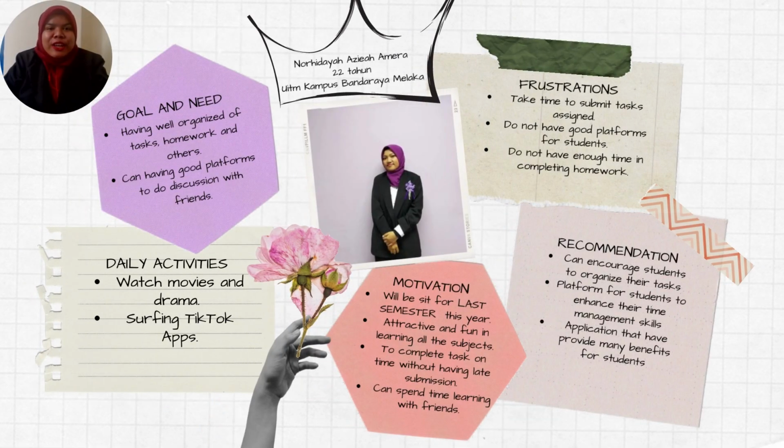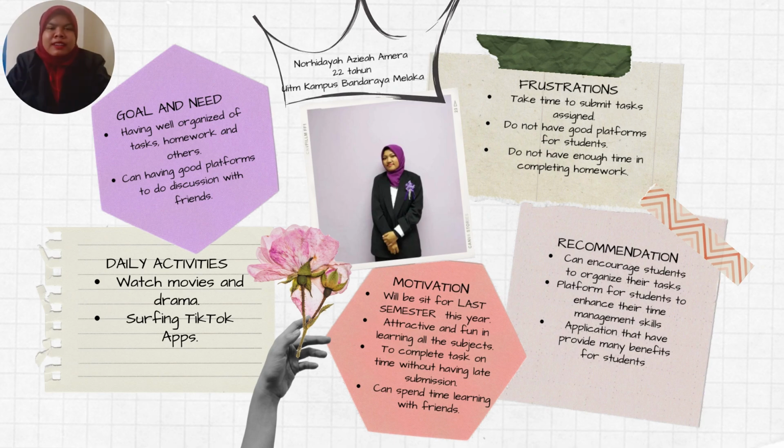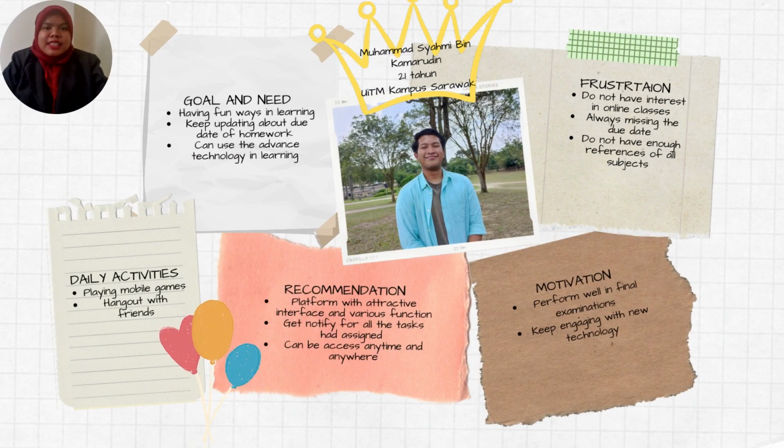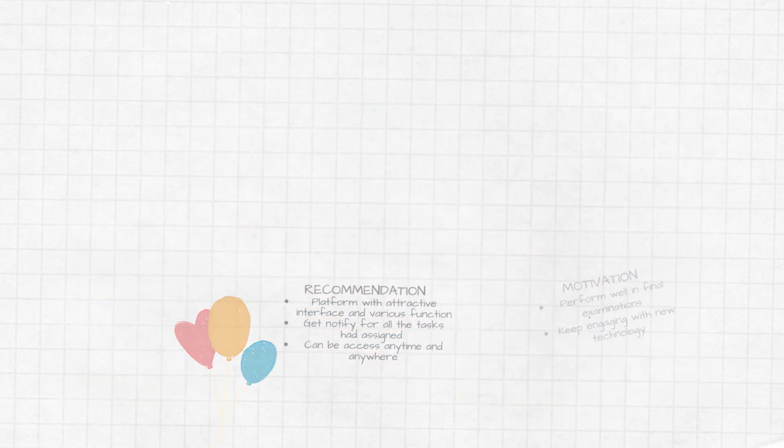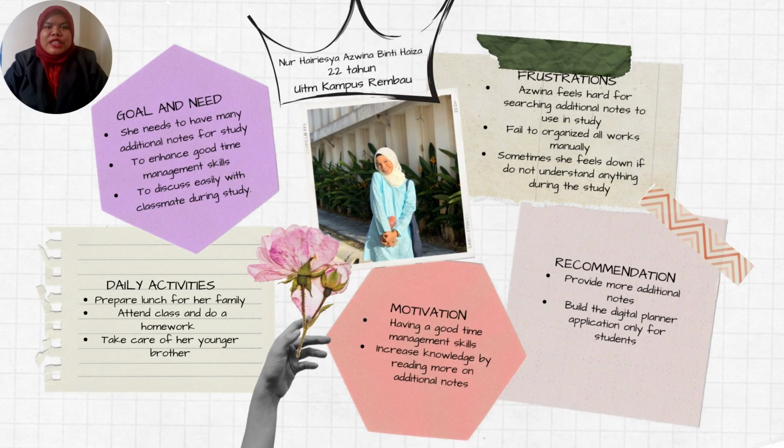Third is Nur Hidayah Azza Amira. She is 22 years old and now studies at UiTM campus Bandaraya Melaka. Next is Muhammad Syami bin Kamarudin. He is 21 years old and studies at UiTM campus Sarawak. Last but not least is Nur Hairisha Azwida binti Haiza. She is 22 years old and now studies at UiTM campus Rembau.